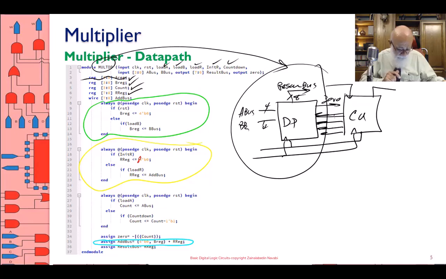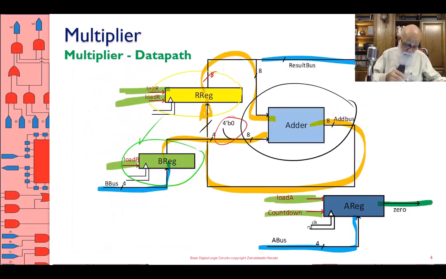Okay, 8 tick B0. All right, that's the R register. And the R register provides the output for the result. I'm done with the R register. Let's do the third register, which is the A register, which is the counter. Instead of calling it A reg, I'm calling it count. Same thing.